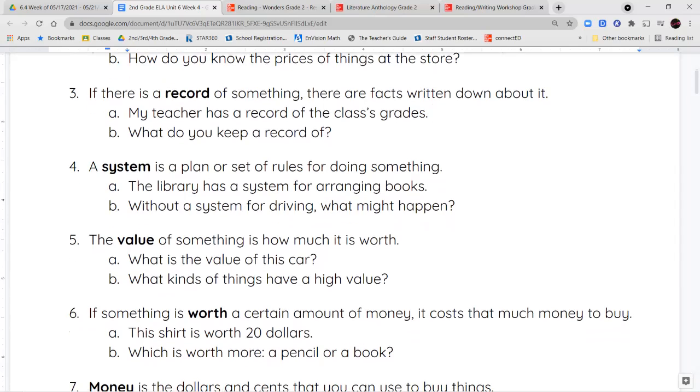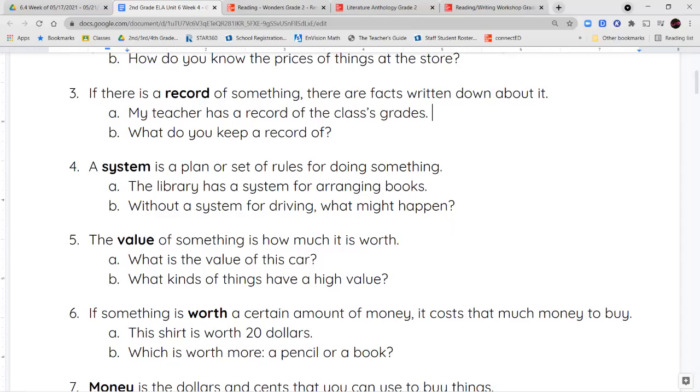Next, we have the word system. A system is a plan or a set of rules for doing something. So it's the steps and the plans and all of the things you have to do to get something done. So the library has a system for arranging books. We have a system for our classroom libraries. There's a system for how we transition between classes and things like that.